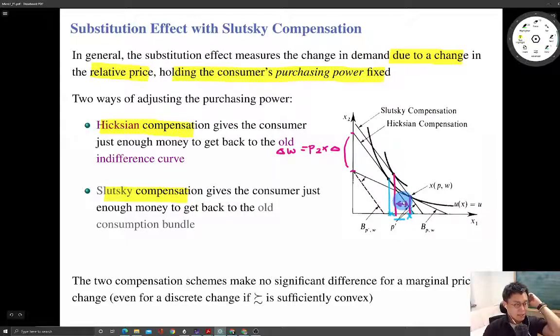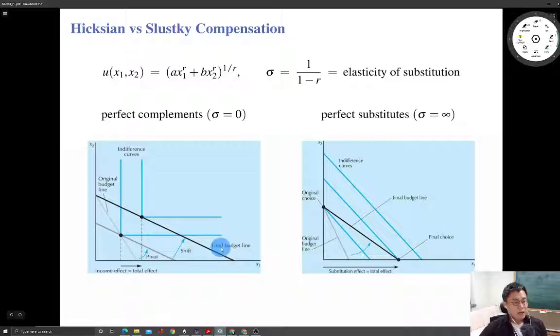As you can see in this figure, the two compensation methods make some difference. In the case of a discrete change, if P1 changes a lot, it shifts the budget line inward as much as this, and there is some gap between Hicksian and Slutsky compensation. But if we consider a marginal change, so the budget line changes slightly, then there is essentially no difference between Slutsky and Hicksian compensation. And it turns out that there is no difference even for a discrete change if the indifference curve is strictly convex toward the origin. This is described in the next slide using the CES function.